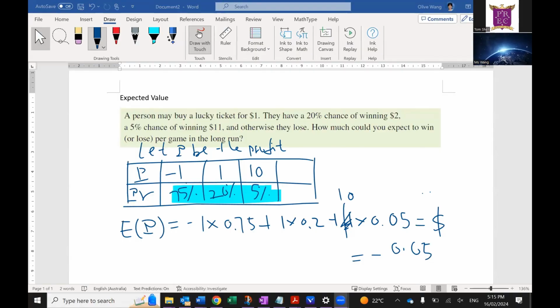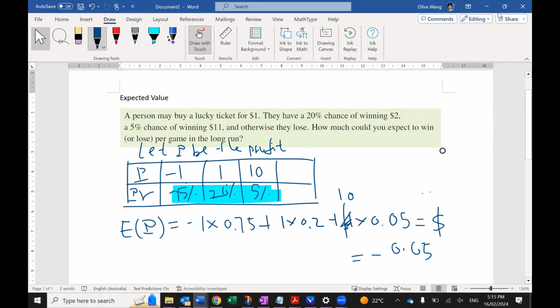That means, is that a good idea to do it, or is that not a good idea then? It's not a good idea because you can see on this for this one, basically means every game I should lose 5 cents. So in the long run, it's not a good idea then to play.